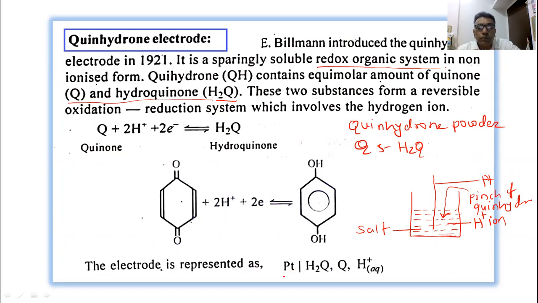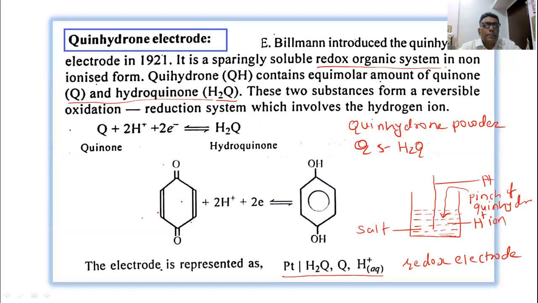So this electrode can be represented in this way. You can see here the representation of the electrode: platinum, then hydroquinone, quinone in contact with the hydrogen ion solution. This electrode belongs to the type of redox electrode, which contains an equimolar amount of quinone and hydroquinone. So diagrammatically, we can represent the electrode in this way, and it is very easy to construct.